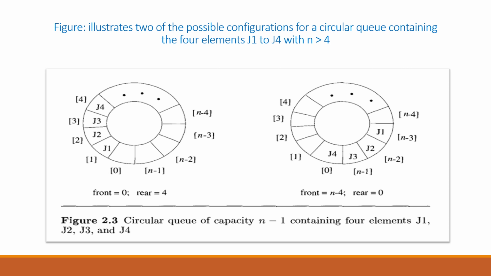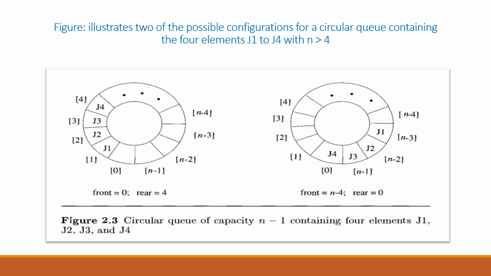So this is the diagrammatic representation of the two possible configurations for a circular queue containing the four elements J1, J2, J3 and J4, with n greater than 4. The first diagram represents front position equal to 0 and rear position equal to 4. So from 0 we have been inserting and deleting elements. So in the first diagram the rear element is at the fourth position.